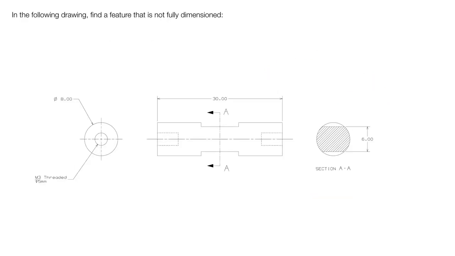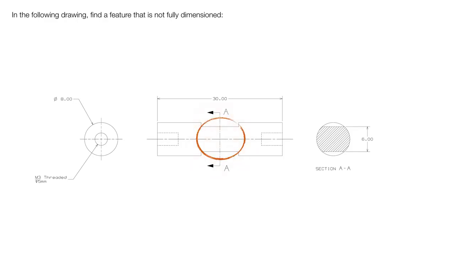Question 2. Find a feature on this drawing from earlier that's not fully dimensioned. I didn't have time to make this drawing perfect for this talk, so there's actually some dimensions left out of this drawing. Can you find any features that aren't fully dimensioned? Answer coming in 3, 2, 1, answer.